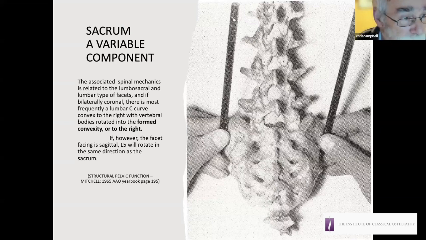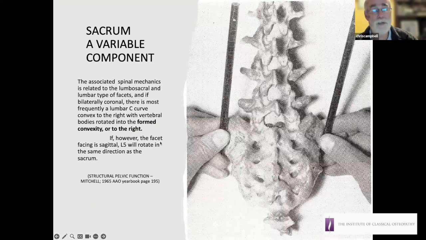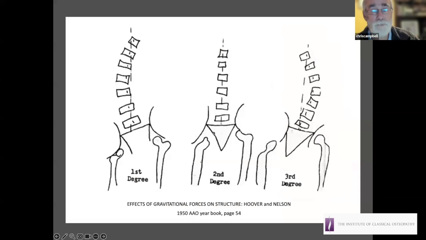Lumbar curve, convex to the right with vertebral bodies rotated into the convexity, or to the right. However, he says, this depends on the facets. If they're sagittal, the facets of the LS, sagittal being lumbar type facets, will rotate in the same direction as the sacrum. If it's the coronal ones, which are the thoracic, they will be rotated in the opposite direction. So you get a different curve depending on the facets. Fryette in his book on technique gives beautiful pictures of these.